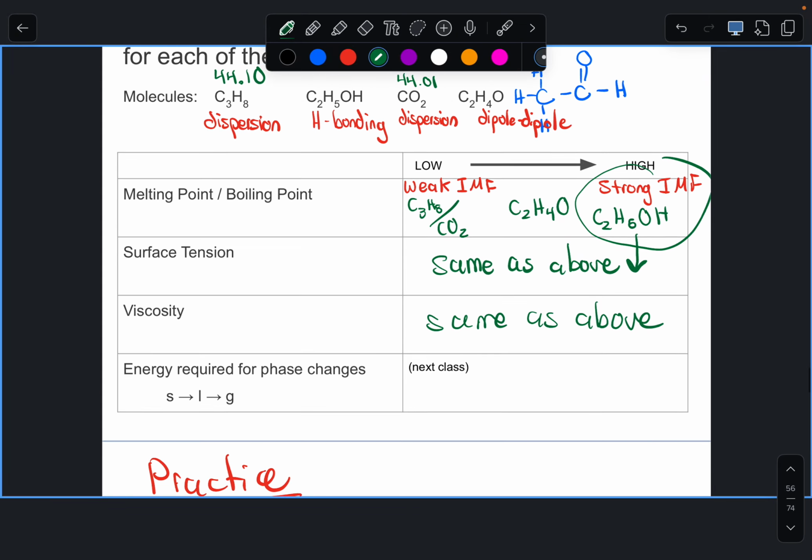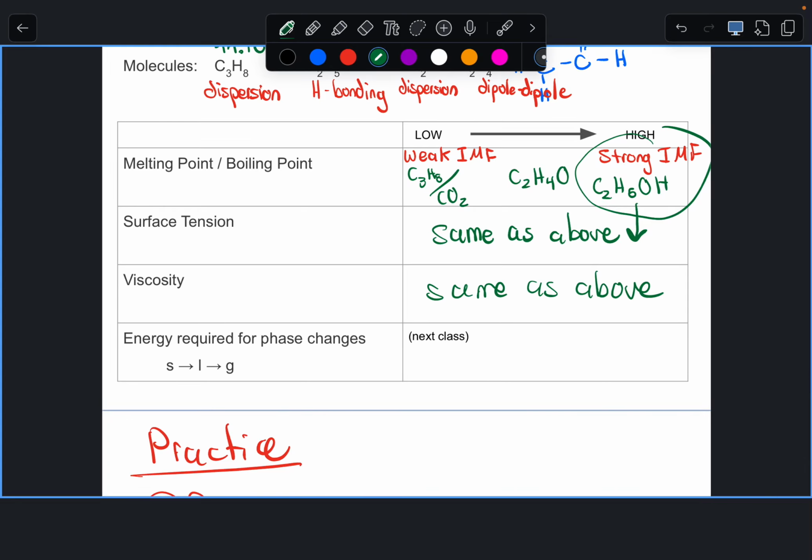Okay, so I don't have the vaporization one in the chart. It's pretty closely related to this phase change thing, but we're going to save that for next class because we're going to do a lot of in-depth stuff with actual calculations. Calculations for energy changes, like the energy associated with breaking the intermolecular forces, actual numbers and everything. So we'll do that in the next class.